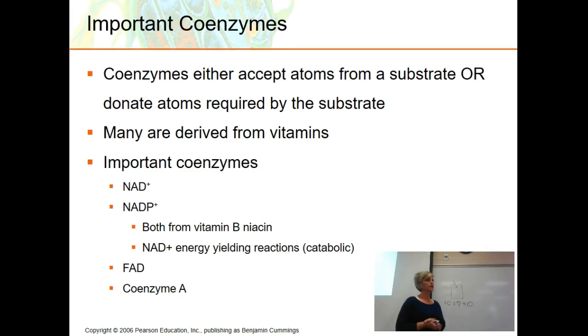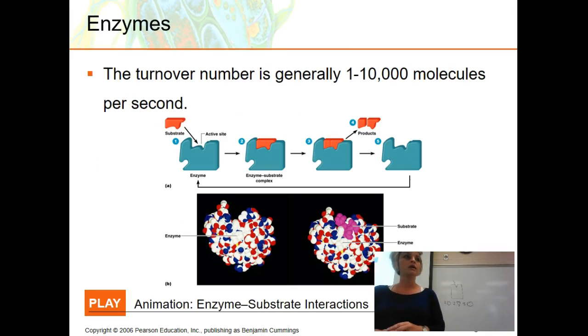When we get into looking at how we make energy, we're going to talk about some of these important coenzymes that we make this way. But we'll do that in just a second. One of the things that I will say about enzymes, they do turn over very, very quickly, which means they're going to bind a substrate, boom, kick out a product. Bind a substrate, boom, kick out a product. This can turn over up to 10,000 molecules per second.